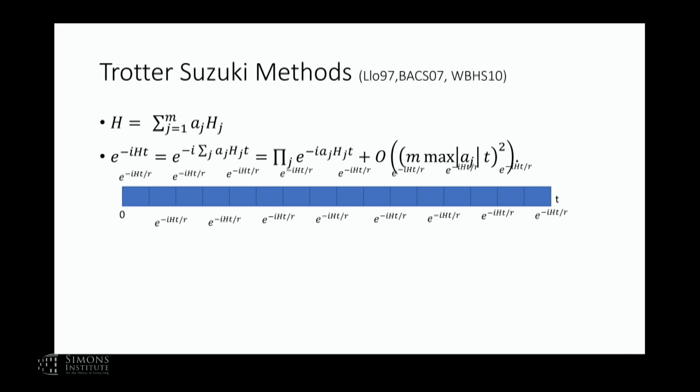You take your Hamiltonian as a sum of easy terms over here that you know how to individually simulate, and then use the Trotter-Suzuki decomposition in order to break it up into a sequence of those easy to simulate terms, rather than an exponential of the sum that you wouldn't know how to do directly.